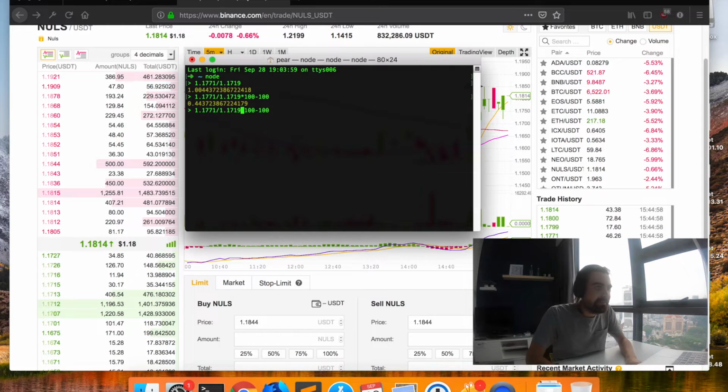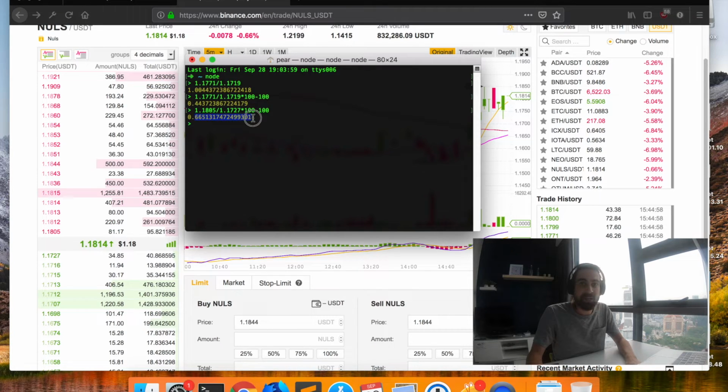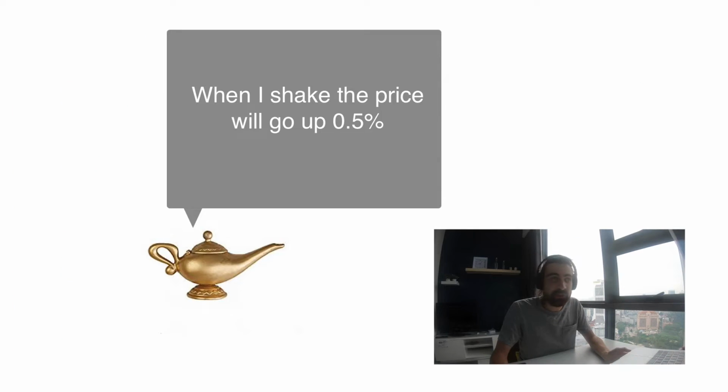Okay, so what we can quickly see here is the difference. The difference right now between the sell price, which is 1805, and the buy price, which is 1727. This is a little formula that calculates the difference in percentage. As you can see right now, the percentage difference here is more than 0.5%. So if you go back to our strategy, we have a strategy that can predict the price movement of nulls, and it can tell us when the price of nulls will go up 0.5%.